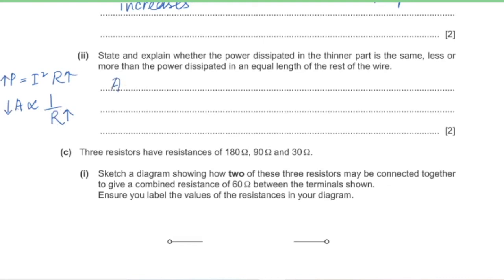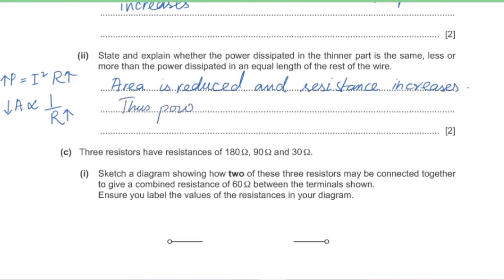So we can write again that area is reduced and resistance increases. Thus, power dissipated is more.